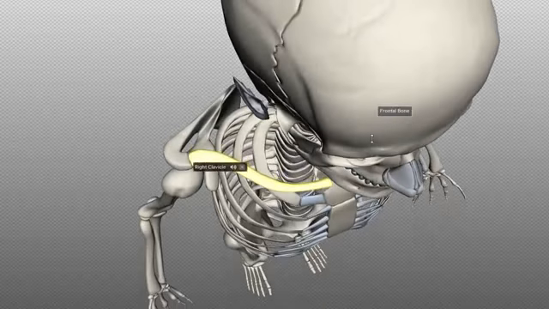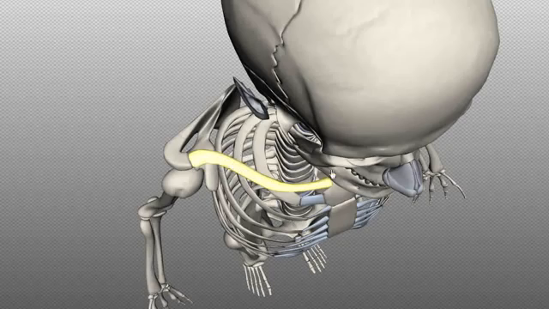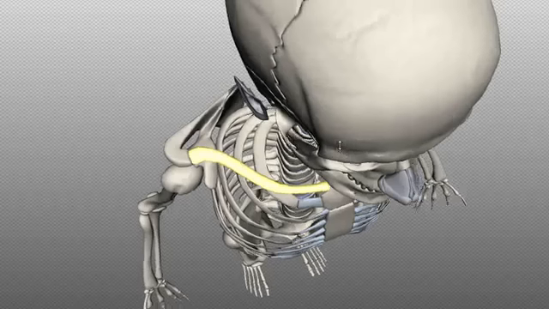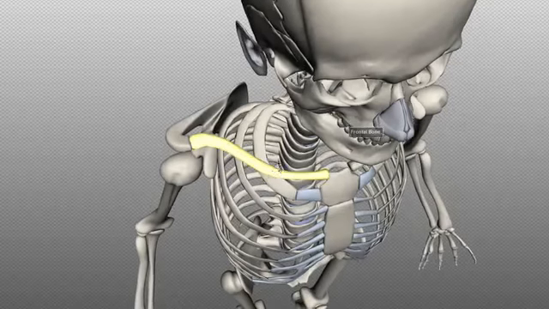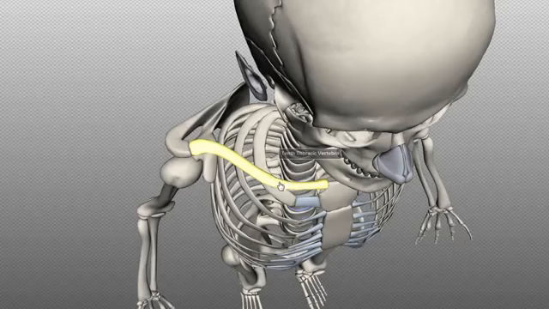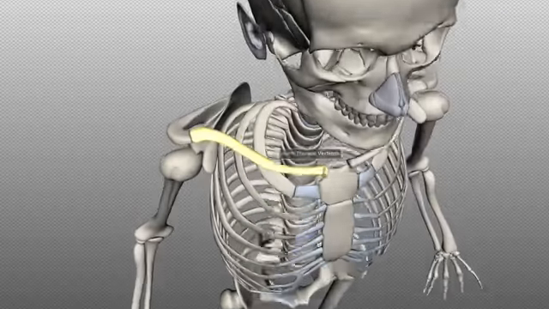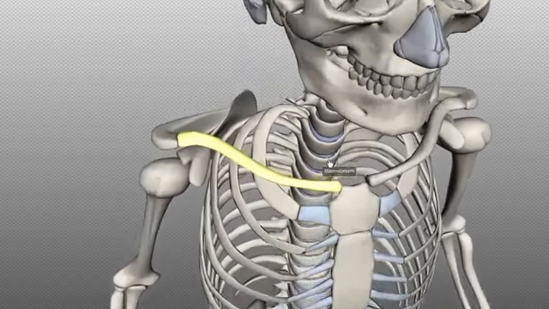Just looking at it from this superior view, you can see this curved shape of the bone, this sort of S shape, and it's convex medially just before it articulates with the manubrium of the sternum.